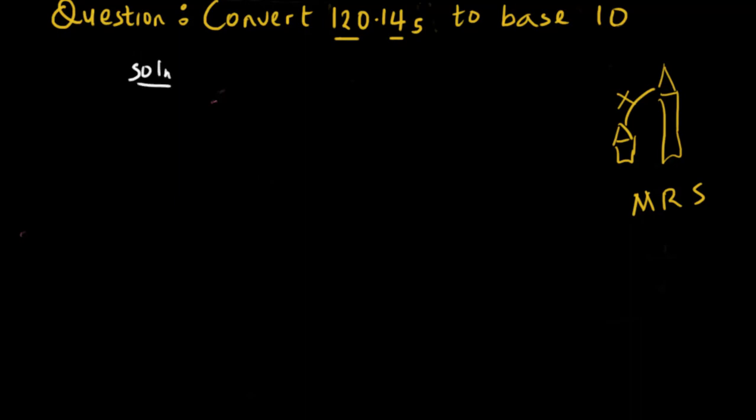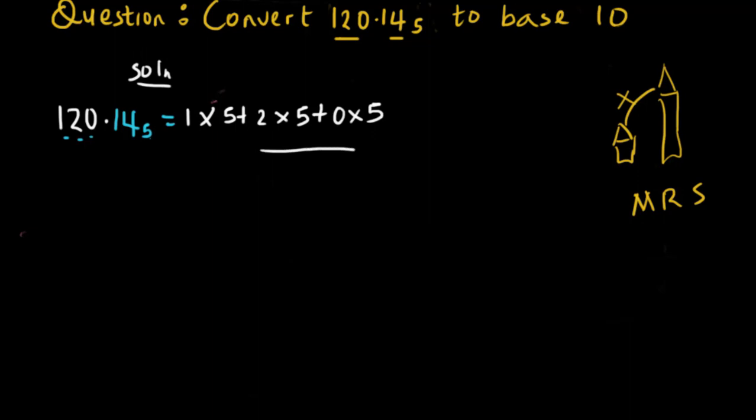So we have 120.14 in base 5. So we multiply each of the digits by the base. So we are going to have 1 times 5 plus 2 times 5 plus 0 times 5. Do you understand? Now remember, we rank the whole parts first before the fractional part, and we are ranking from right to left. Do you understand? So we start with 0, 1, and 2. Now we can do the fractional part.